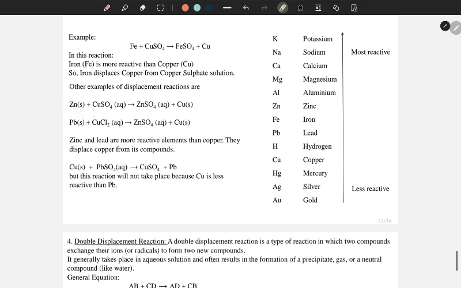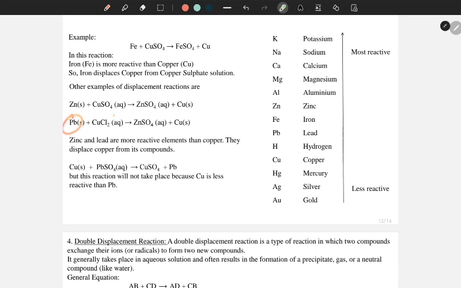Next, another example is zinc plus copper sulfate gives zinc sulfate plus copper. Zinc is here, copper is here. So definitely this reaction will take place because zinc is more reactive than copper. Zinc will react with sulfate and displace copper. This is an example of a displacement reaction.